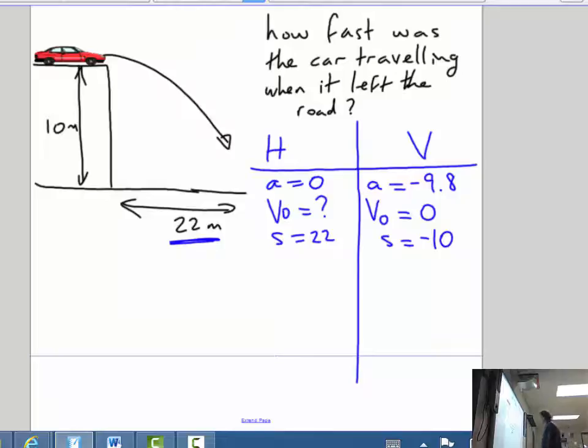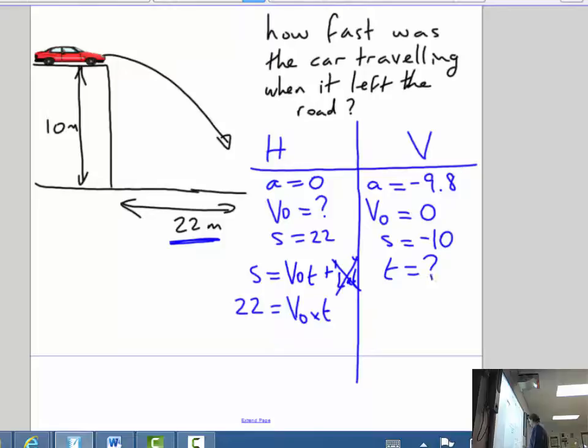So there's the information we've got. Which column can we start working in again? Well, we could try and work here until we get the time. s equals v0 t plus a half a t squared. Is that something we can do here? We've got 22 metres. It's going to land 22 metres away. The acceleration here is 0. We've got a starting velocity we don't know, and we do not know the time, so we're stuck. So we can't do that at the moment. What we need to do is find the time somewhere. The time is normally based on how high the object was. So can we find the time over here?